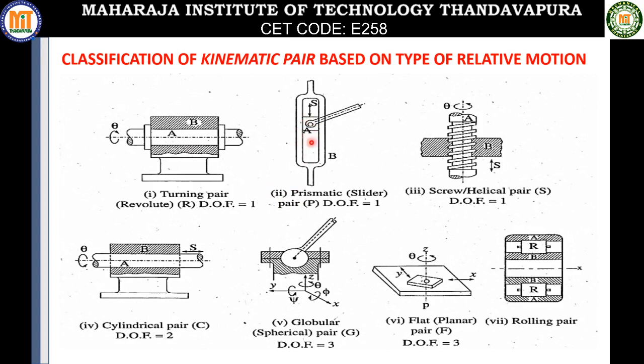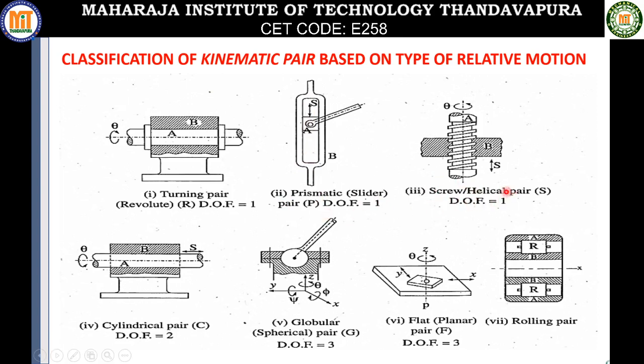wherein one link has purely translatory or sliding motion. So if you observe here, link A is having purely sliding motion in the slot provided in the link B, right? So it is a prismatic or slider pair. The degree of freedom is again 1 because it has got only pure translatory motion.